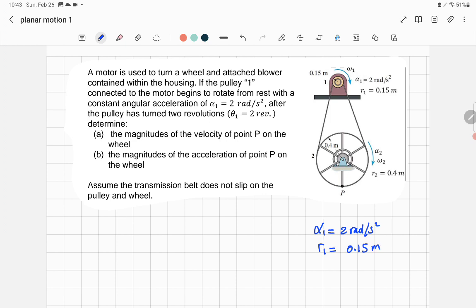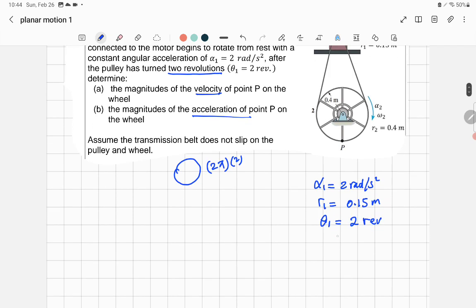Do you want to calculate the velocity of P and the acceleration of P after 2 revolutions? That's the tricky part. It's easy but tricky. 1 revolution makes an angle of 2 pi. 2 revolutions, you multiply it by 2. So actually 2 revolutions means 4 pi, right? So you can say that theta 1 will rotate twice. 1 revolution equals 2 pi, so the angle that it will rotate is equal to 4 pi.